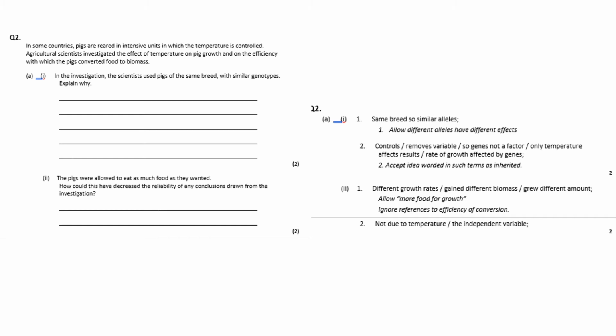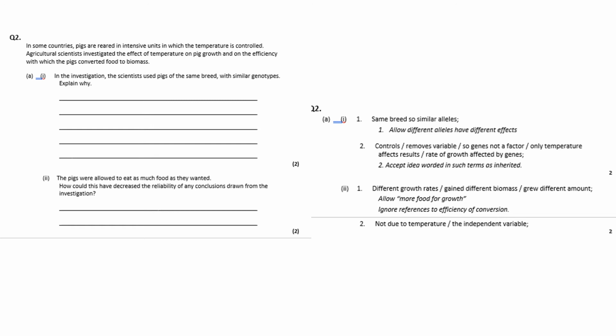Why would we want to use the same breeds with similar alleles? Because they're acting as a control, aren't they? So you're removing any additional variables or any genetic factors which might have an effect on growth. So we're only therefore looking at temperature. So it's that idea again of a control, meaning that you can show the effects of one particular variable more clearly, in this case temperature.